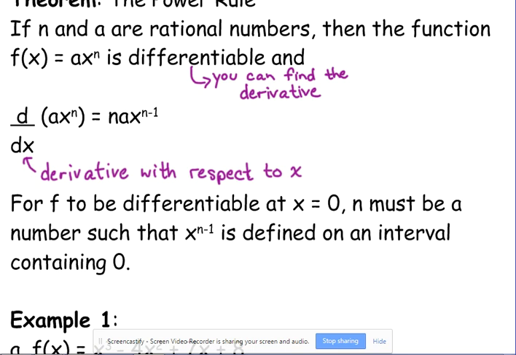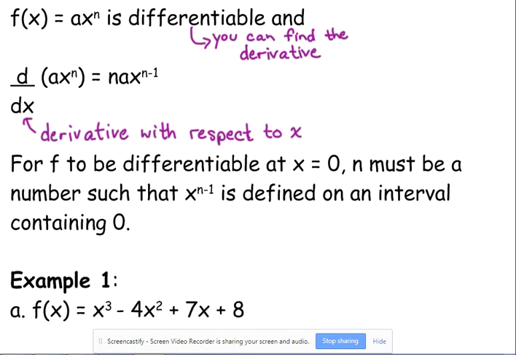Now, for the function to be differentiable at x equals 0, n must be a number such that x to the n minus 1 is defined on an interval containing 0. That's a little confusing, but when we get to an example where it doesn't work, I'll point it out.